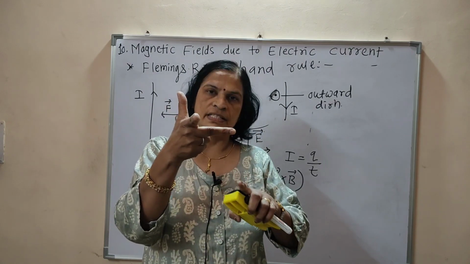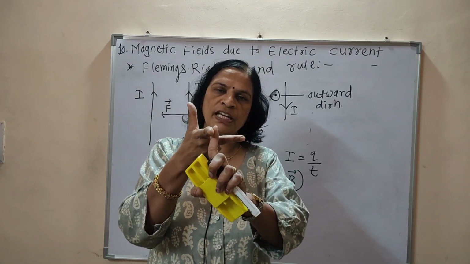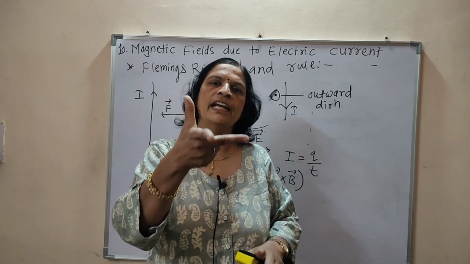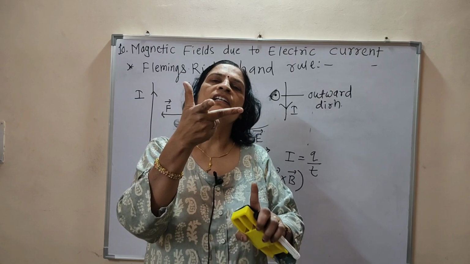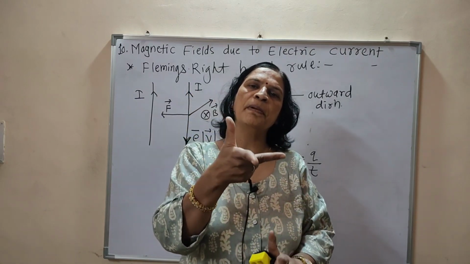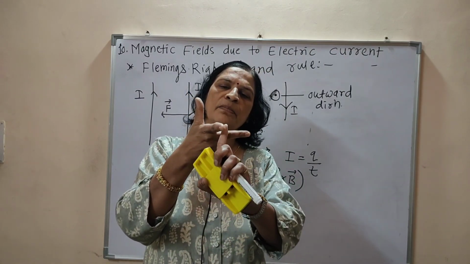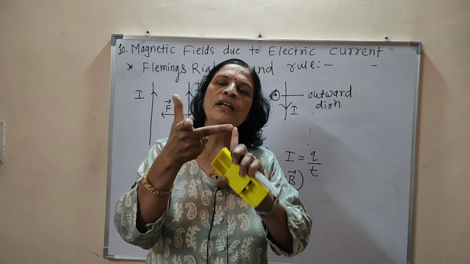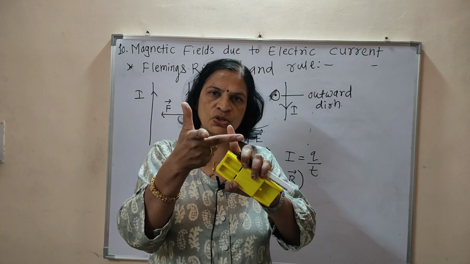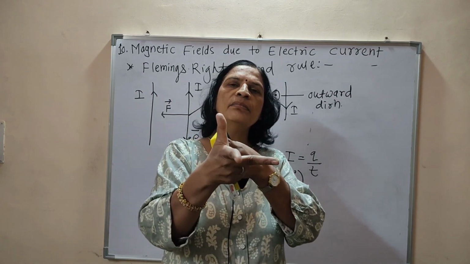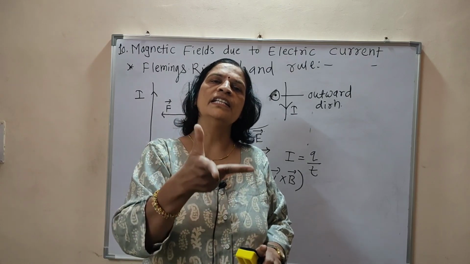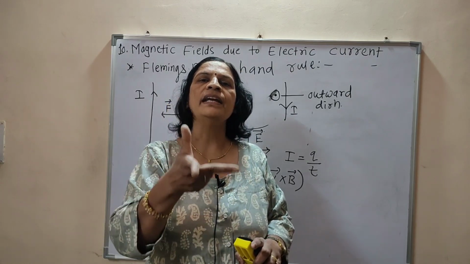Understood? Stretch the forefinger, middle finger and thumb of your right hand in such a way that they are mutually perpendicular to each other. Then the forefinger indicates the direction of magnetic field, the middle finger indicates the direction of current and the thumb denotes the direction of motion of a conductor. This is Fleming's right hand rule.